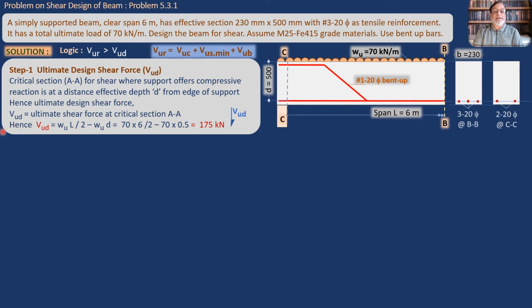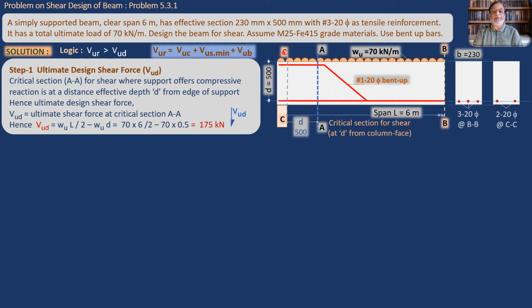As we have studied in the earlier video in detail, you can see this example here: the critical section AA for shear where the support offers a compressive reaction. If a support is offering a compressive reaction on the concrete at the support, what does it mean? The support is applying an upward reaction. The reaction offered by the support will be upward and the load is acting downward. So in this region at the support, the concrete of the beam is subjected to a sort of compression. So the support is offering a compressive reaction. This we have discussed in detail in the earlier video. You can refer to that video for further explanation.